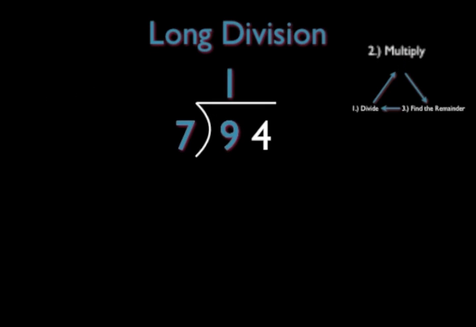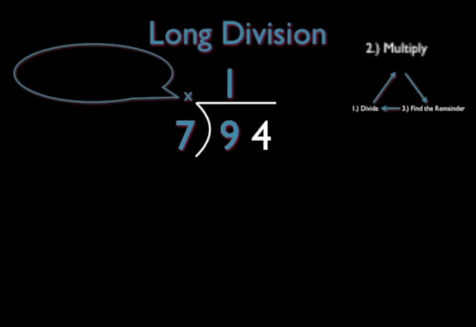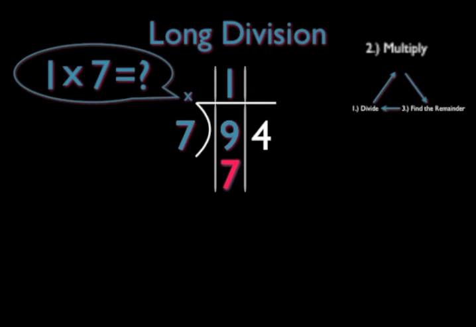The next step is to multiply. Well, what do I multiply? I multiply 1 times 7. So I think 1 times 7 equals what? The answer is 7. I'll put that under the 90 from 94. I kept my place value nice and neat. I'm using clean math to avoid mistakes.